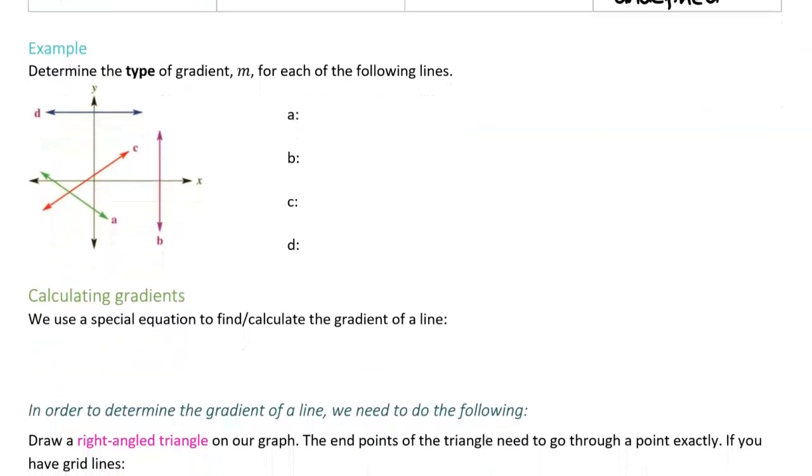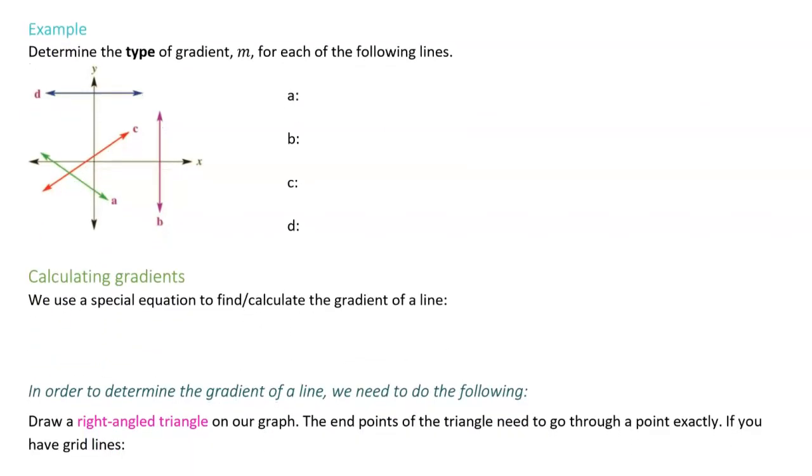So the first example all we need to do is to just determine the type of gradient M for each of the following lines. So A there is in green, it's downhill, so it's negative. B is straight up and down, it's vertical, so it's undefined. C, if we were walking from left to right, is uphill, so it's positive. And D is nice and flat, so that is zero. Remember, zero is in between positive and negative, both in gradients and on the number line.